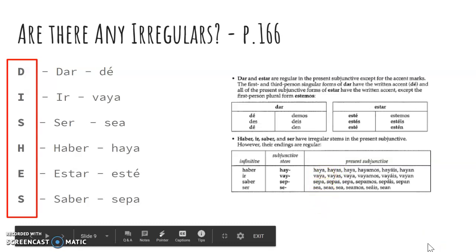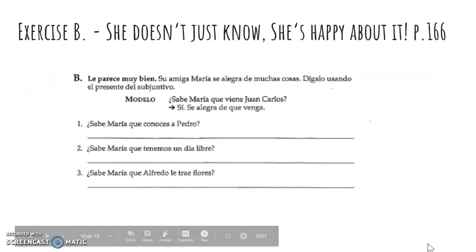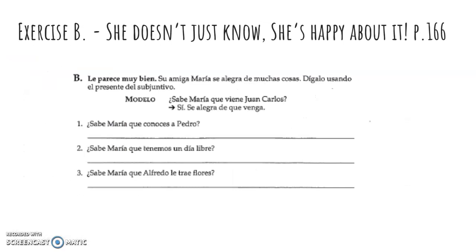Okay, so those are your irregulars. All right, now it's time for some more practice. Exercise B. What you're doing with this one is every question is a question about something about Maria. Does Maria know this thing? And what you're going to say is she doesn't just know, she's happy about it. She's happy that something is happening is another phrase that requires the subjunctive in that verb after the que. So let's look at this example.